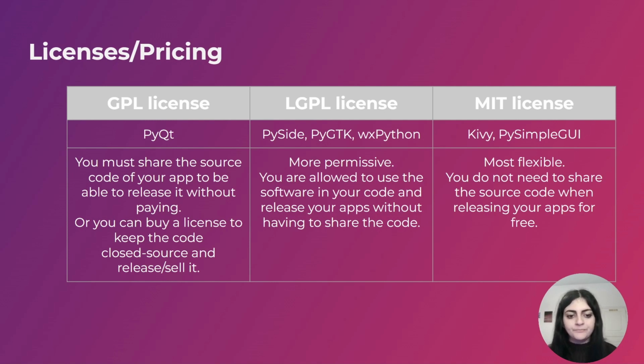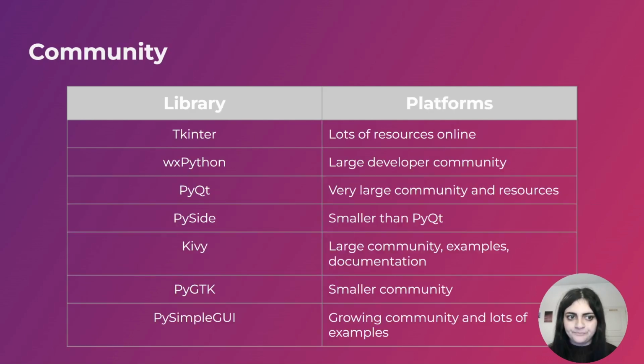So with GPL, either purchase a license and keep your code closed, or you have to share your code in order to release it without paying. LGPL, you can release it without paying and you don't need to share anything. Same for MIT, it's the most flexible out of the three. You do not need to share your source code when releasing your apps and you don't have to pay any money.